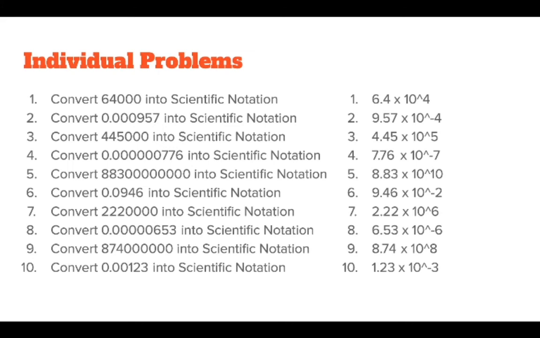The answer to the fifth problem is 8.83 times 10 to the 10th. The answer to the sixth problem is 9.46 times 10 to the negative 2nd. The answer to the seventh problem is 2.22 times 10 to the 6th. The answer to the eighth problem is 6.53 times 10 to the negative 6th. The answer to the ninth problem is 8.74 times 10 to the 8th. And the answer to the final problem is 1.23 times 10 to the negative 3rd.